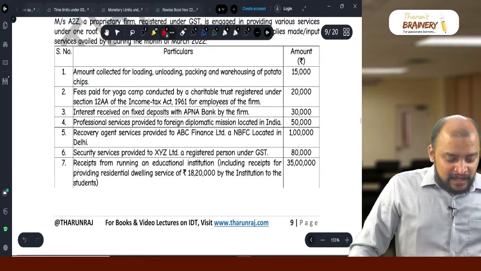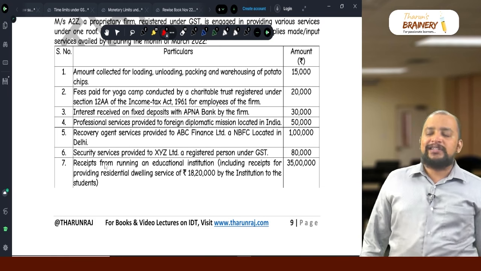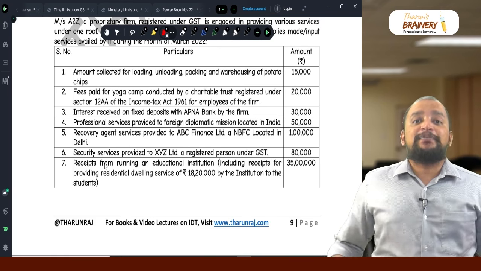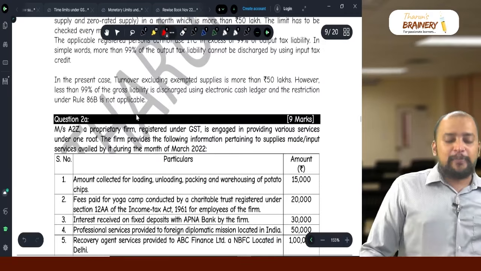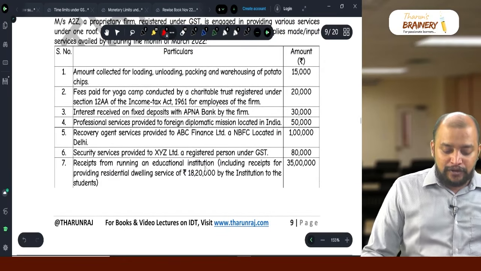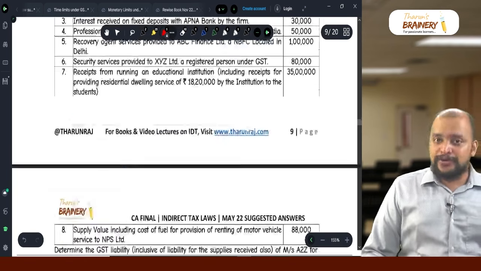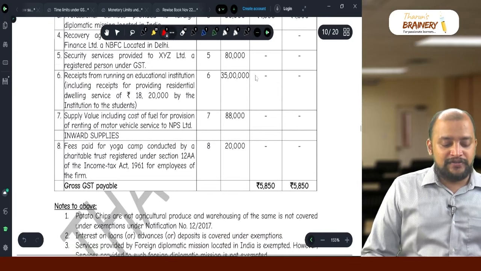And then security services provided to XYZ Limited, a registered person under GST. Security agency services provided by a person other than body corporate, yes, it's a proprietary firm other than body corporate, to a registered person is covered under RCM. So therefore XYZ will pay GST under RCM. So again it will not be taxable in the hands of A to Z. So no need to take it into the hands of A to Z.